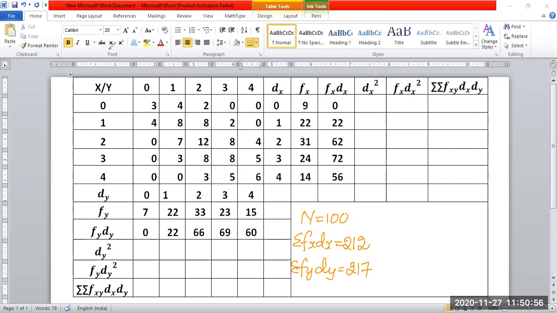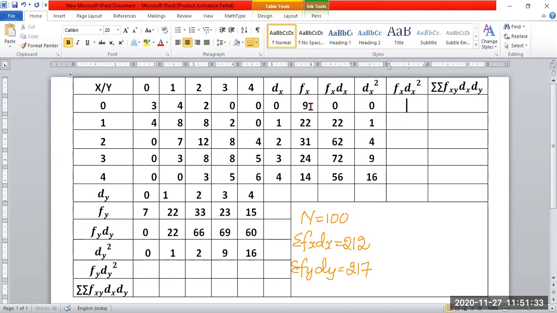Yes. Next, we are going to discuss dx square. Dx square, dx is that you have to square it. 0 square is 0, 1 square is 1, 2 square is 4, 3 square is 9, 4 square is 16. Okay. Now come to dy square. 0 square is 0, 1 square is 1, 2 square is 4, 3 square is 9, 4 square is 16. Okay. Now we are able to multiply fx into dx square.